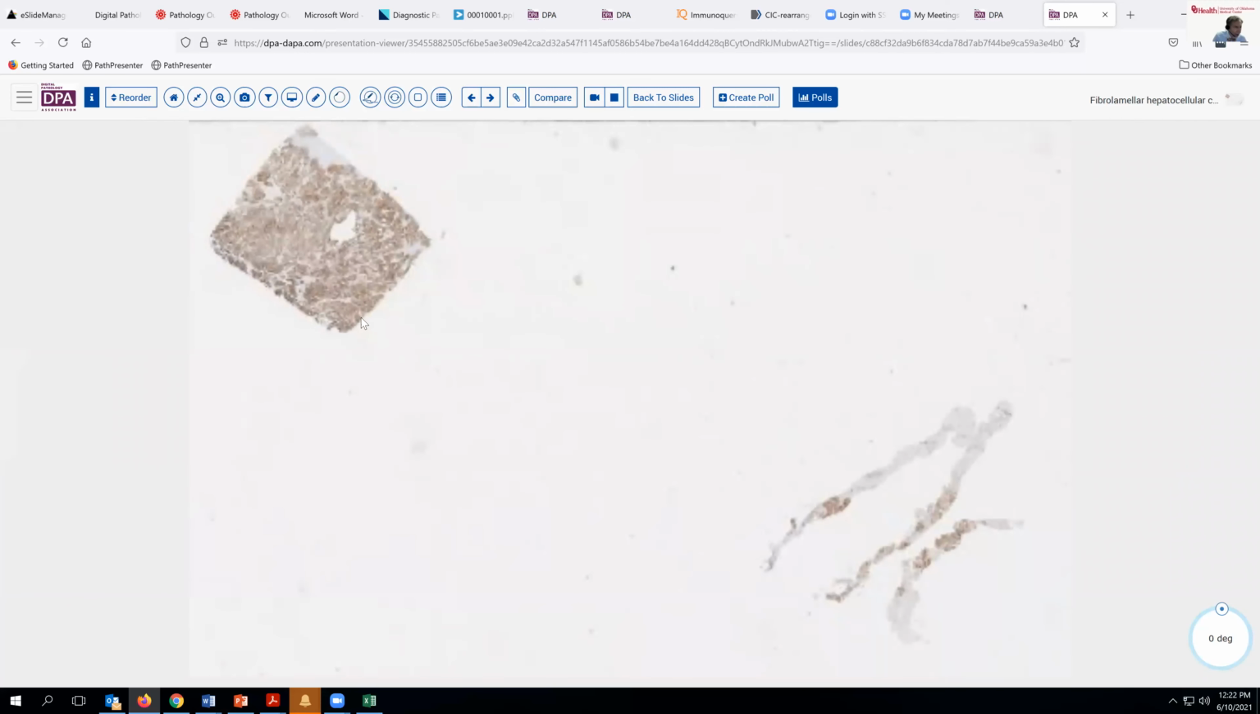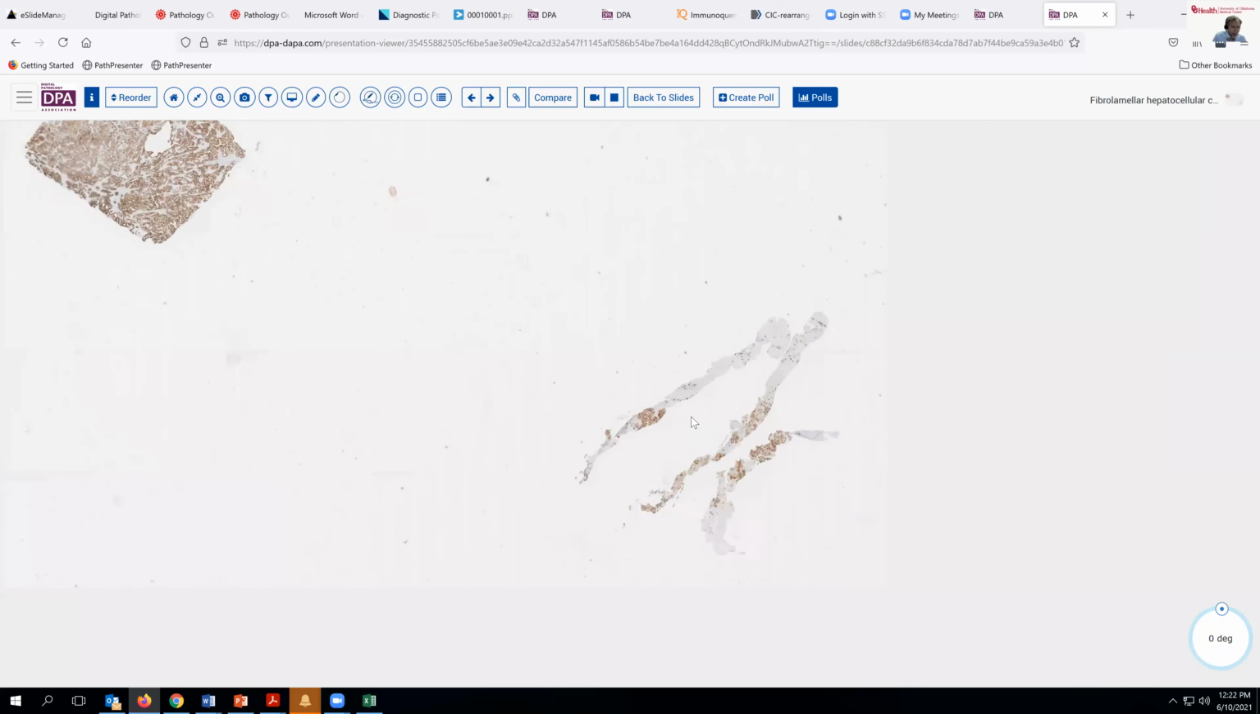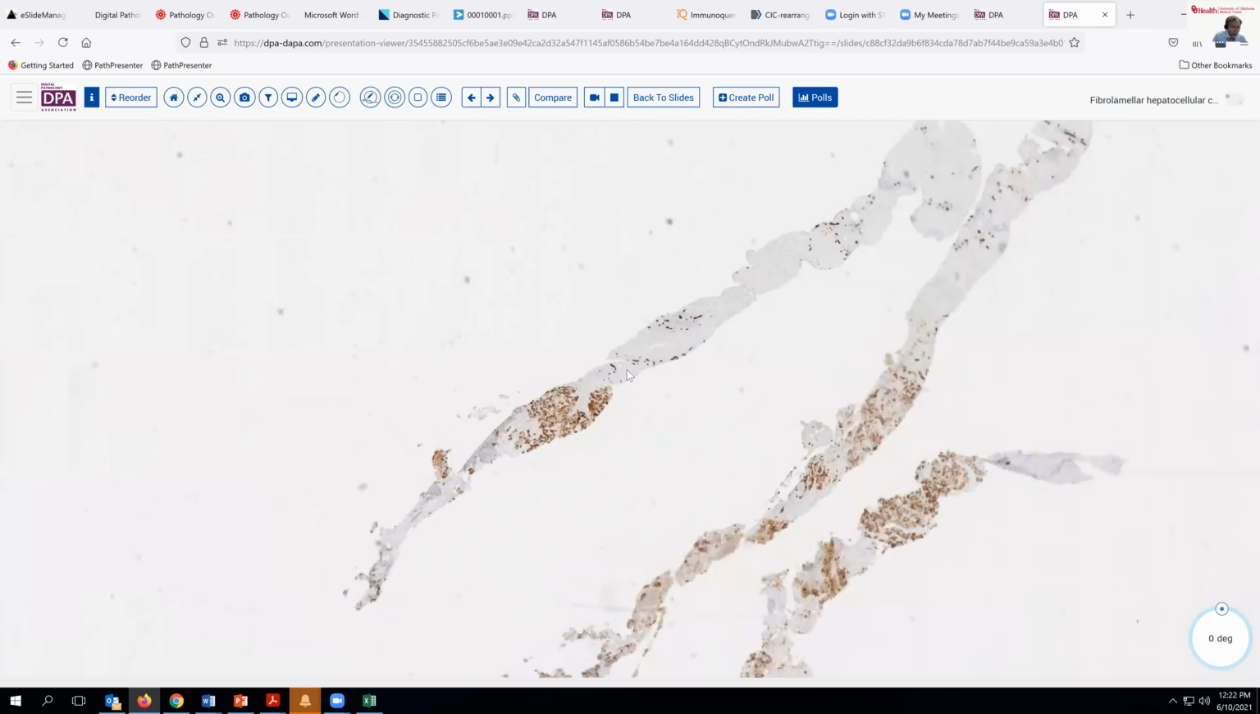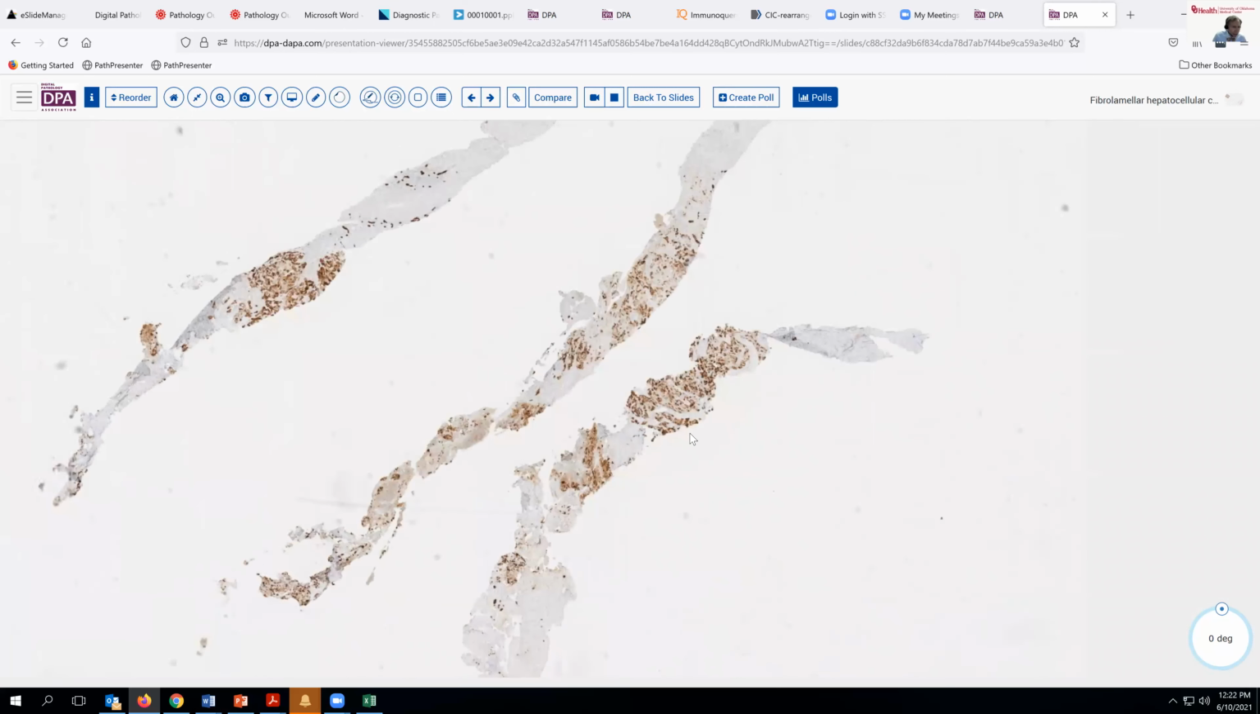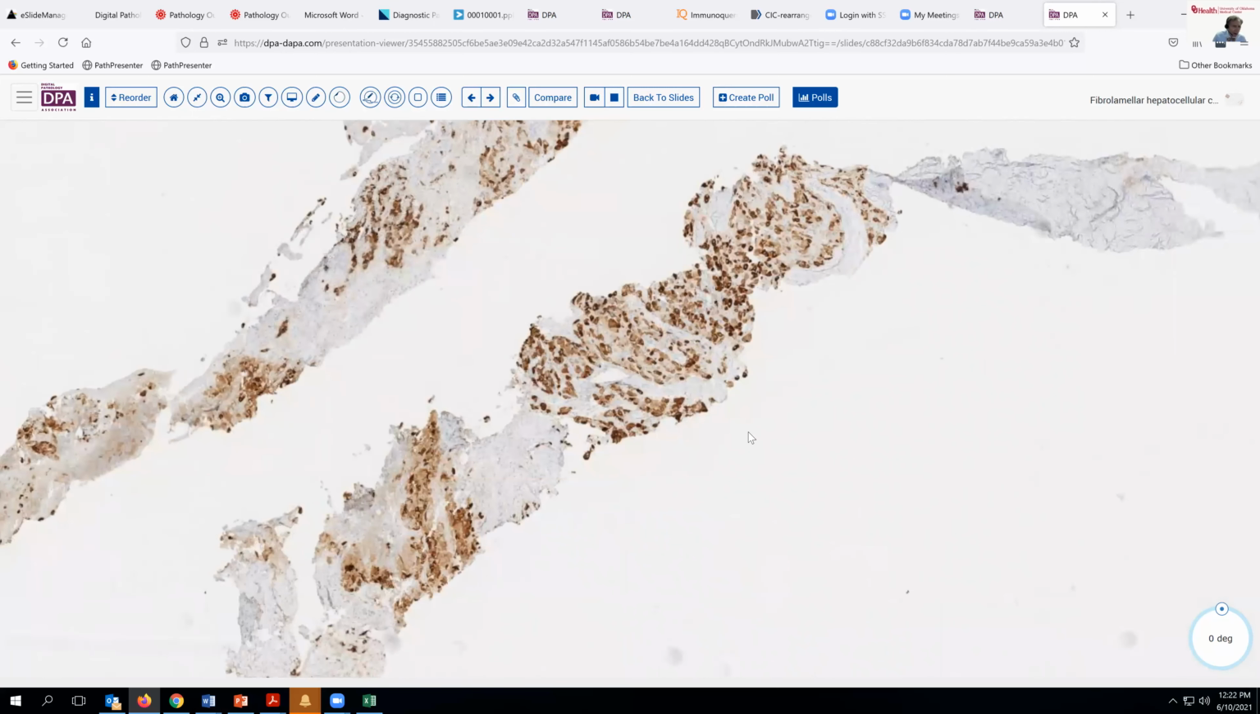So for example, here is a CK7. Now, usually we do not think about hepatocellular carcinomas as being CK7 positive, but this is the exception.